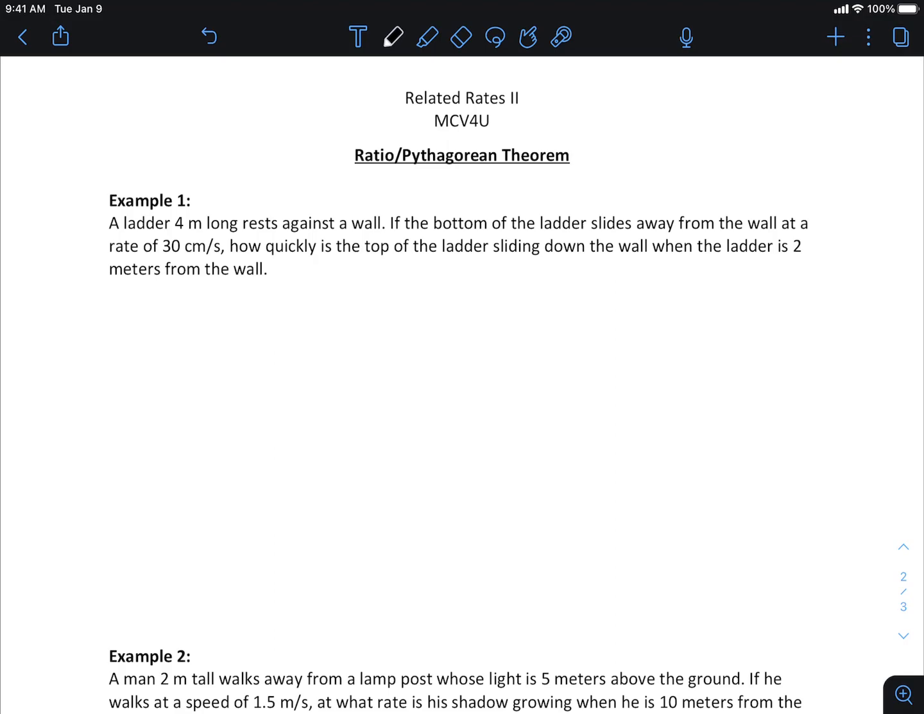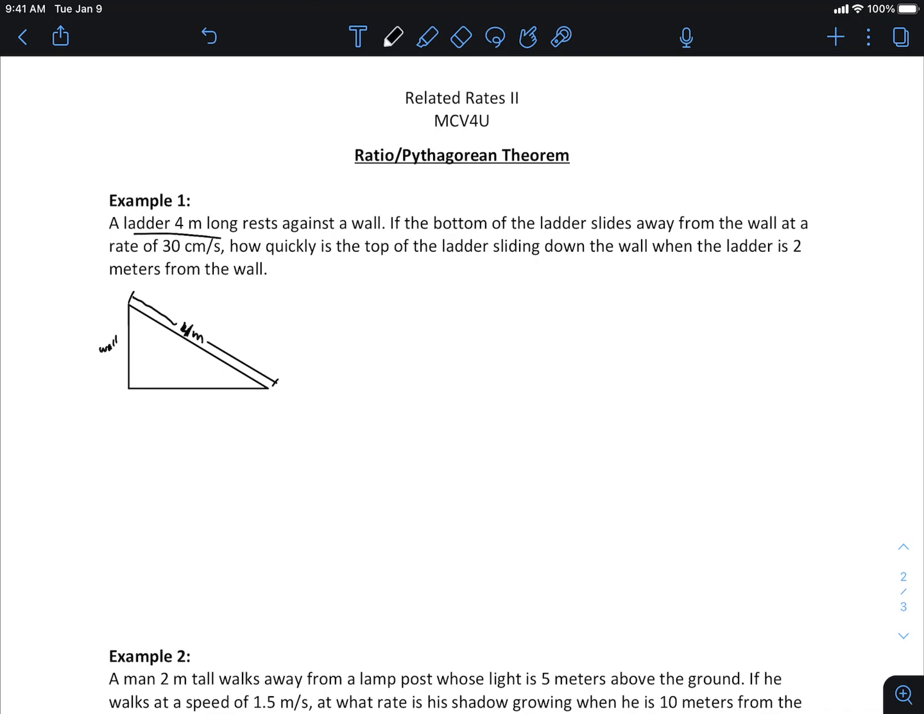What we can do is draw basically what's going on here. We know we have a ladder that's 4 meters long, and it's leaning up against the wall. We'll call this our wall. Here's your ladder leaning up against the wall. It's 4 meters long.